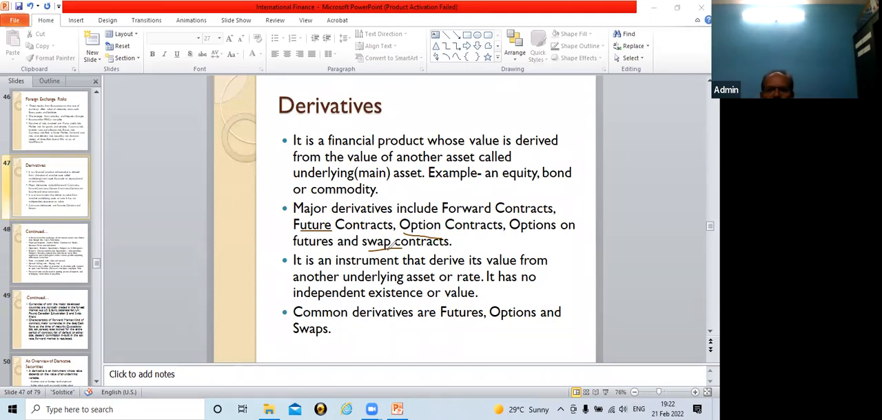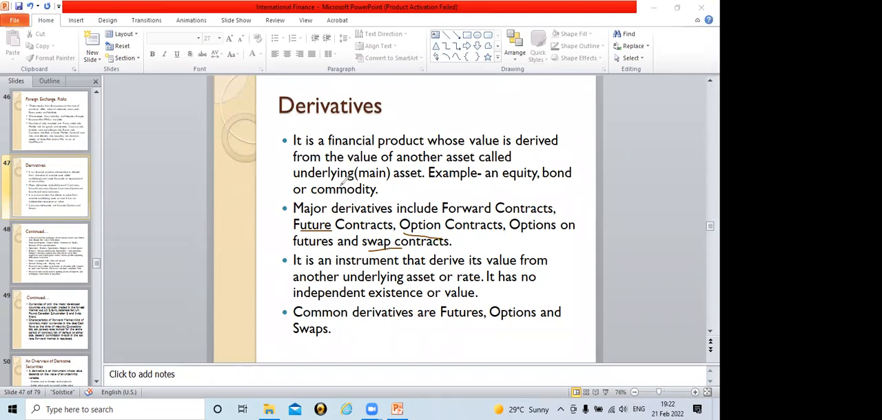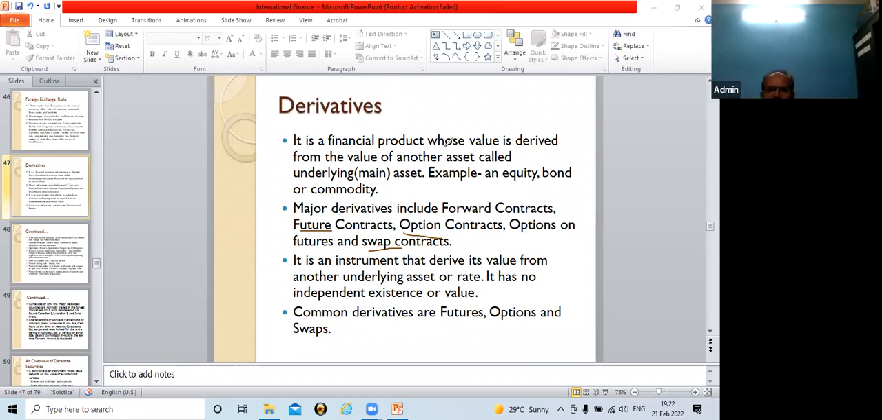Yes, sir. And what is derivatives? Derivatives, it is a financial product whose value is derived from the value of another asset. एका दुसऱ्या asset मधून एक वेगळी asset तयार होते. मी तुम्हाला simple example देतो. For example, from milk we prepare paneer. So paneer is the example of derivatives. Main asset काय आहे याच्यामध्ये? What is main?